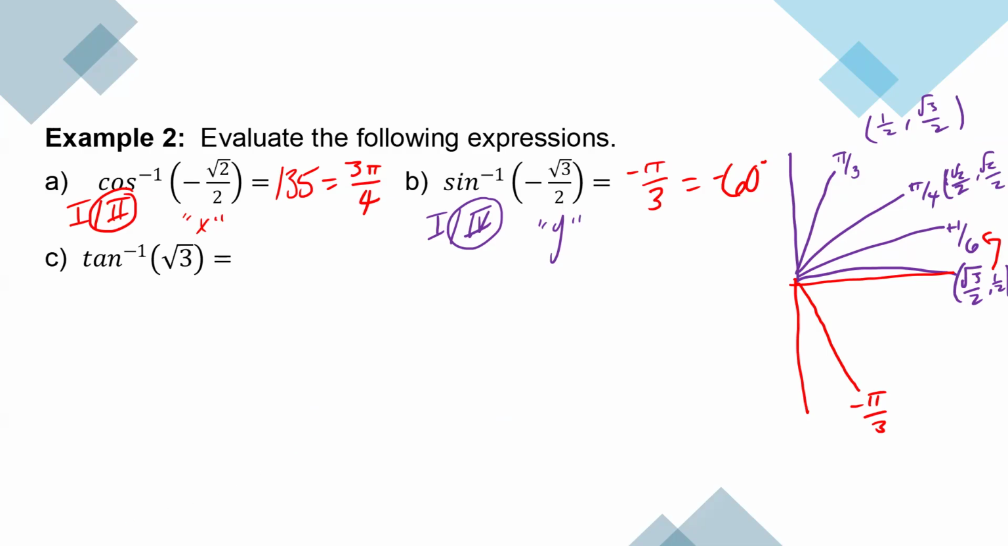Okay. All right, let's talk about tangent. Tangent is in what quadrants again? It's sine over cosine. It's in quadrants 1 and 4. And it's going to be sine over cosine, which is our y over our x. Okay. We need a positive tangent. So which quadrant am I focused on? 1. So in quadrant 1, which ratio of y over x gives me square root of 3?